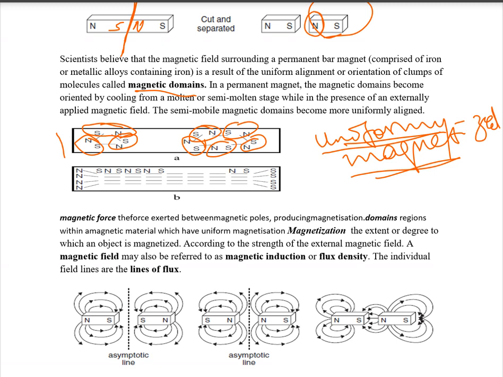But here, if you see this, north and south are connected, but at this point there is an extra accumulation of south, and here also an extra accumulation of what? North. Therefore, this one is not uniformly magnetized, and therefore this is not a magnetic domain.